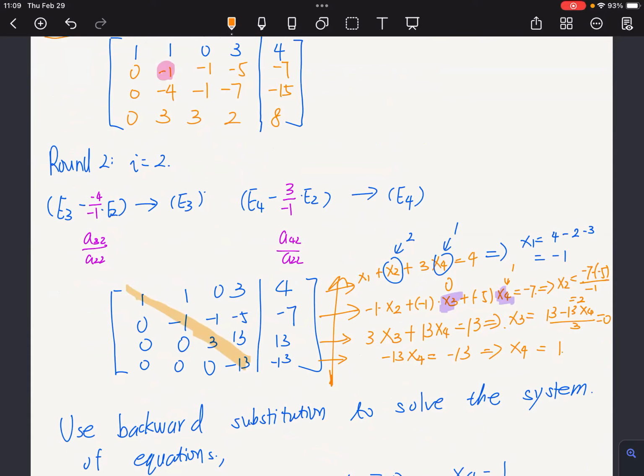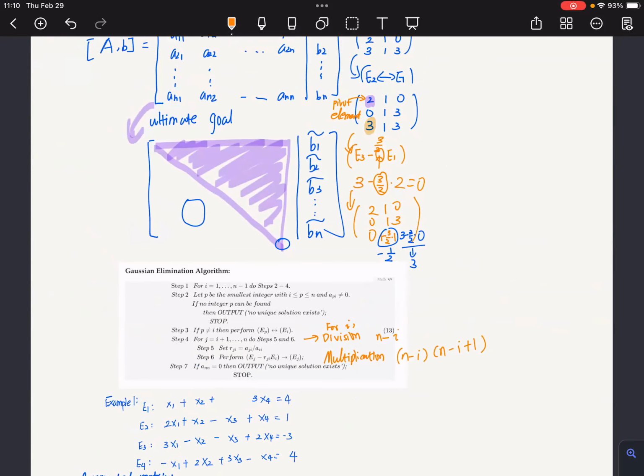So here, this is how many multiplications we do. We have n minus i plus 1, and that is n minus 1 in the first round, because i equals 2 in the second round. So we have n minus i plus 1 multiplications for each row exchange, each row change, in step 6. That's how we count here.